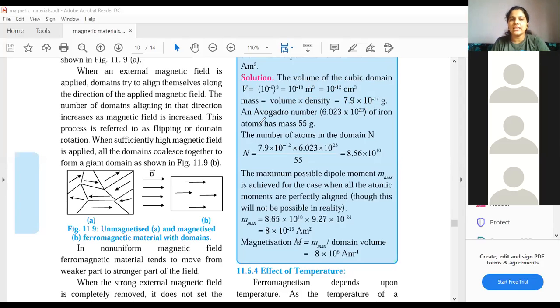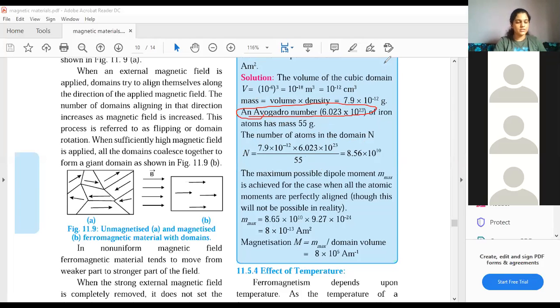Students, I hope you are familiar with Avogadro's number. It is represented as capital N subscript A, which they have not written over here. Here, the number of atoms in the domain is indicated by capital N. Now let's try to figure out what this formula is. All right, students, can anyone tell me what this Avogadro's number is? What does that stand for?